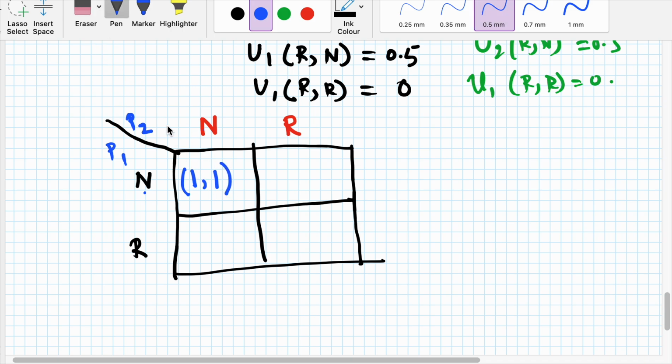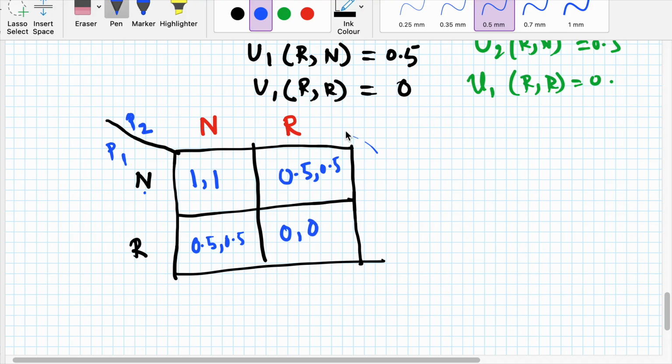Similarly, we will not use brackets here, and here both of their utilities are 0.5. So for player 1, realize the outcome N comma R, and player 2 realizes the outcome also N comma R. So both will get 0.5 here, 0.5, and here both will get 0.0.